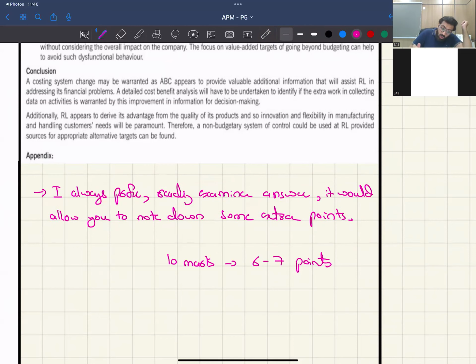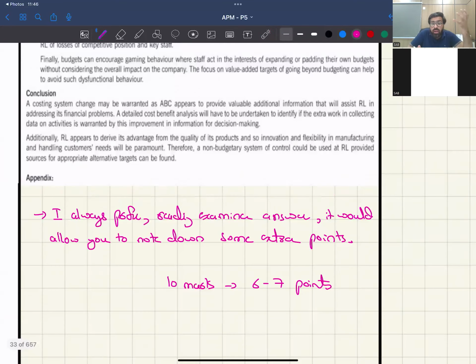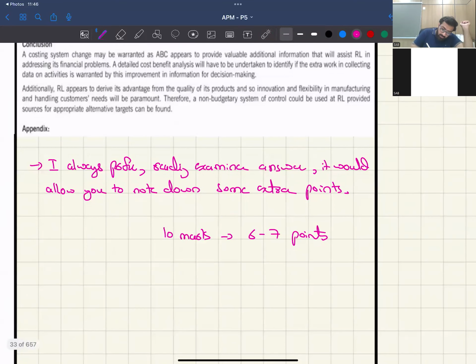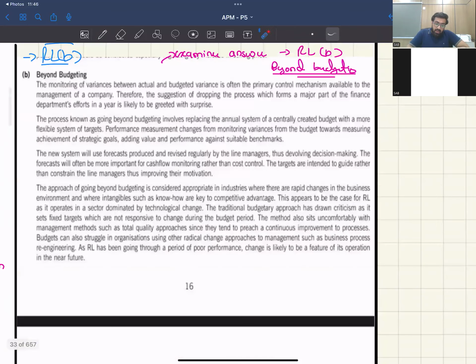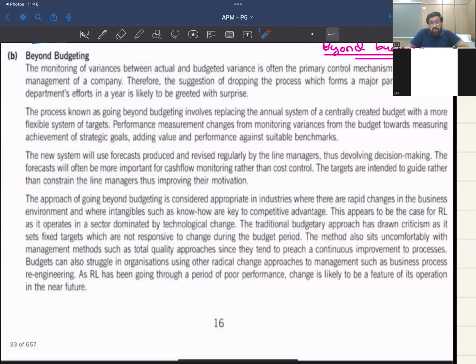Yes, the examiner has written more, but again, it's for your point making. They do not expect a student to write like this. They don't expect it at all from you guys. But reading would allow you to jot down some good points, and those good points can easily give some marks. And the target is 50, guys. You have to score 50 anyhow.